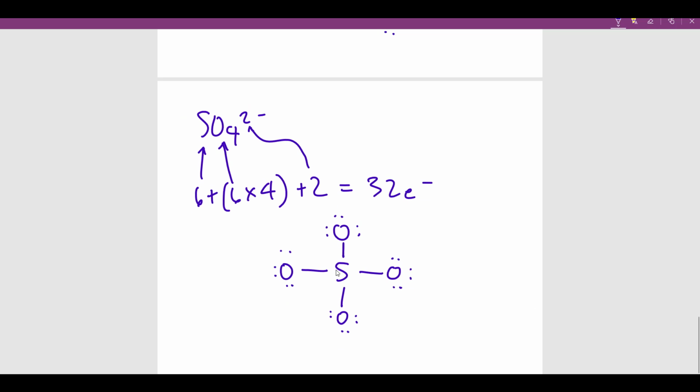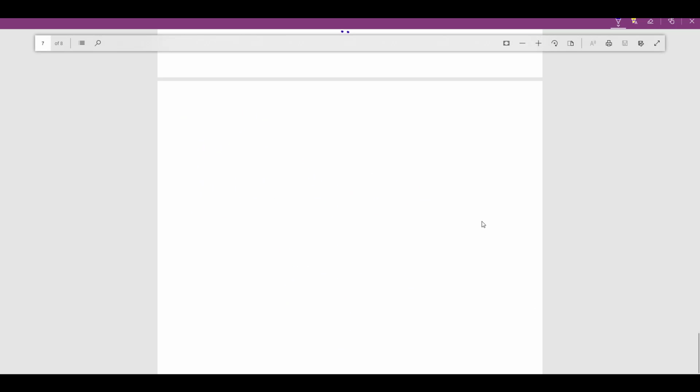So let's go to IF3. What does IF3 look like? Well, let's write down the formula, IF3. Now, iodine is in column 7A of the periodic table, so it has 7 valence electrons, and so does fluorine. So we've got 7 valence electrons per fluorine. 3 fluorines total, so I have 7 times 3 is 21, plus 7 is 28 total electrons to play with.